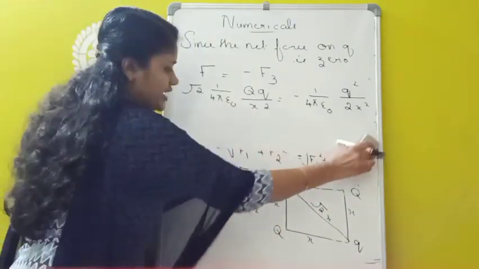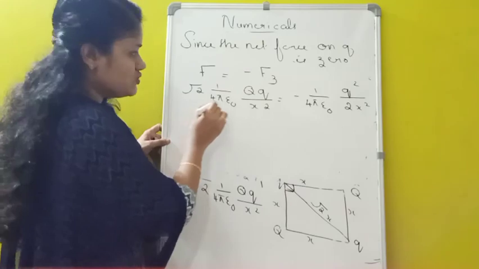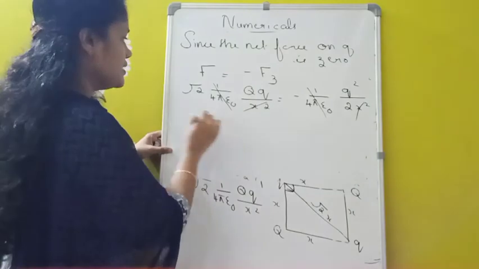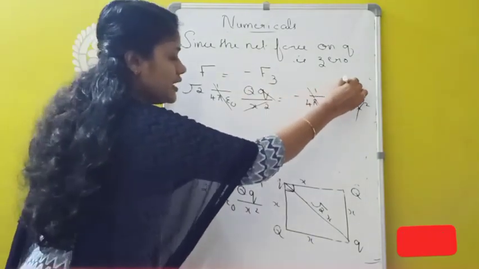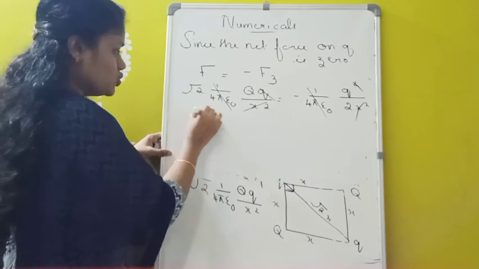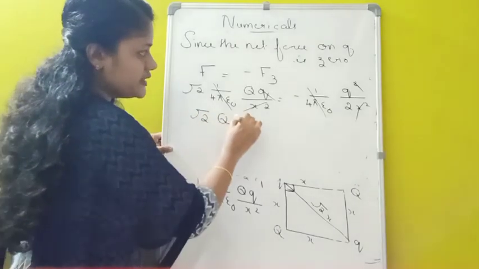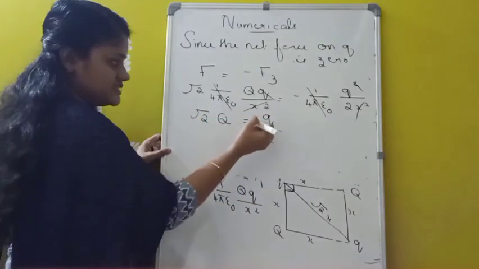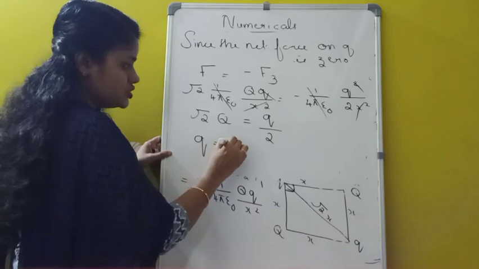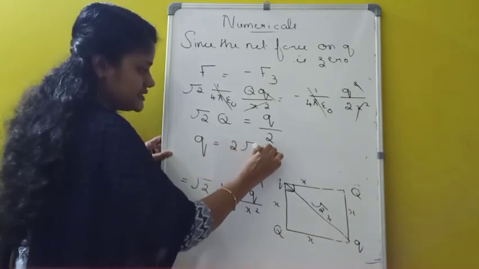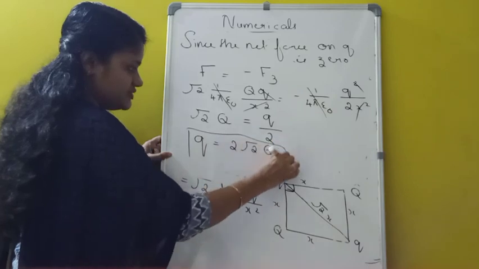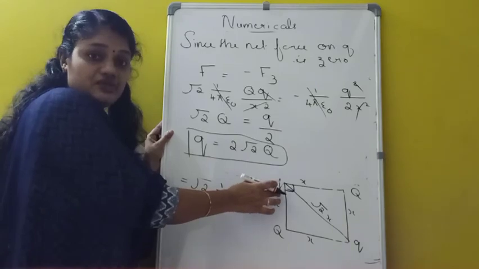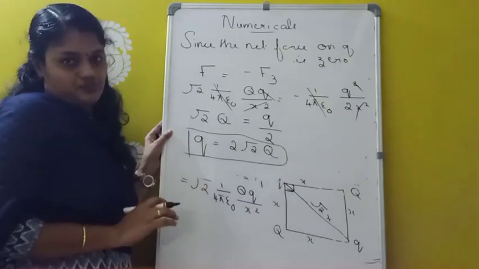Okay. Now we can cancel the equal terms. 1 by 4 pi epsilon 0 and x square cancel, and one q and one q cancel. So we have root 2 into Q equals q by 2. From this we can write small q equals 2 root 2 into capital Q. So this is the relation connecting small q and capital Q charges. This is the condition when the net force acting on this small charge is 0.